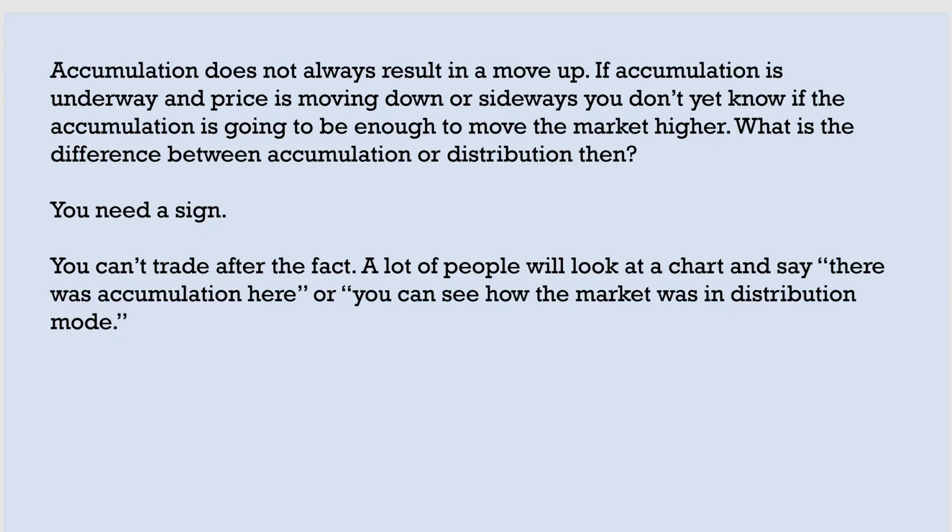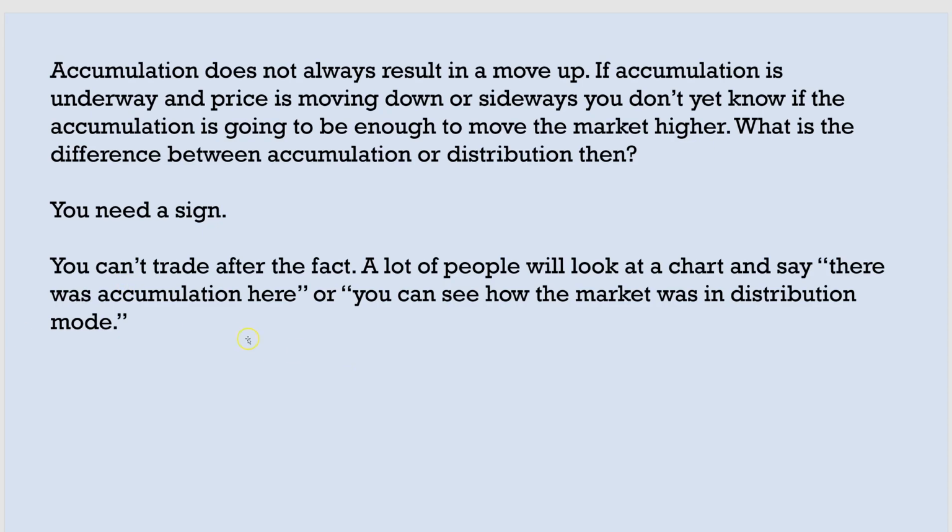If you're at a low, everyone's going to say, well, it's accumulation, or if you're rallying and you pause, they'll say that's accumulation. But say you're in the middle, right? If you're at a high, you look for distribution. You're at a low, you look for accumulation. But what if the market's trending up, going sideways? Do you have accumulation or distribution? Market can easily sell off, and people say, well, you got distribution there, or the market rallies, and they say, well, you got accumulation there. You need a sign. You can't trade after the fact.